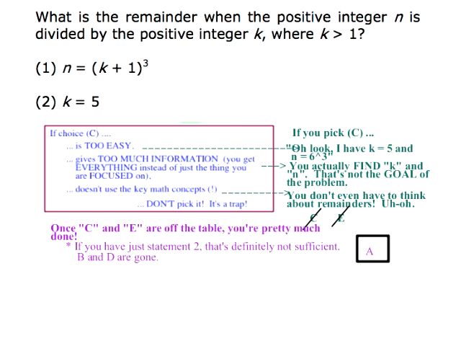Now at this point, you don't really have to continue expanding it out because you have a goal here, which is to find the remainder when you divide by k, which means that you can pull out all the things that are multiples of k. So when you multiply this all out, you're going to have k times a whole bunch of stuff.